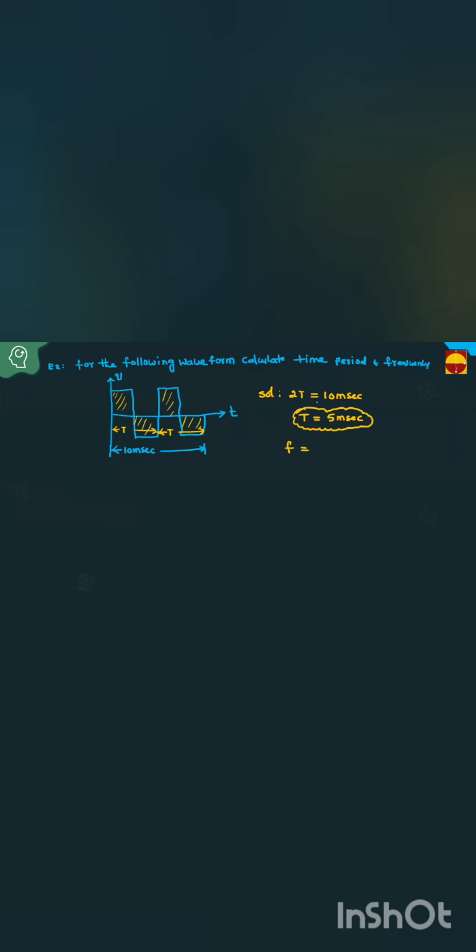Then what is the frequency? For frequency, don't take 10 milliseconds directly. You have to calculate frequency for 1 cycle. 1 by 5 milliseconds, that is 1000 by 5. This is 200 hertz. See how to calculate the time period and frequency. And the last example before going to the next topic.